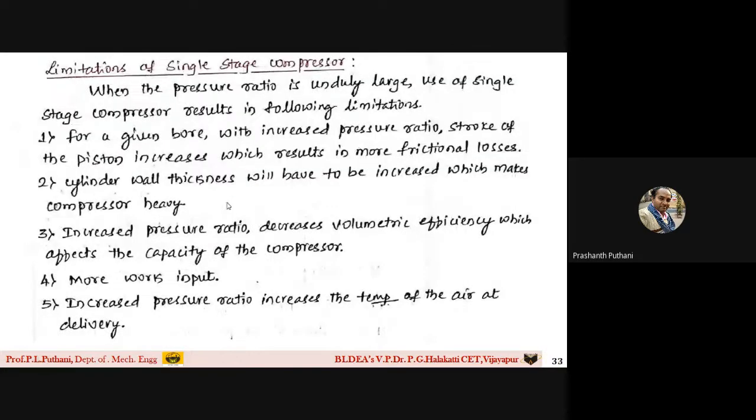Now, what are the disadvantages or limitations of a single stage compressor? So many times, students, as I said, this device is used everywhere. Now one small simple question to you. How many of you are still riding the bicycle?